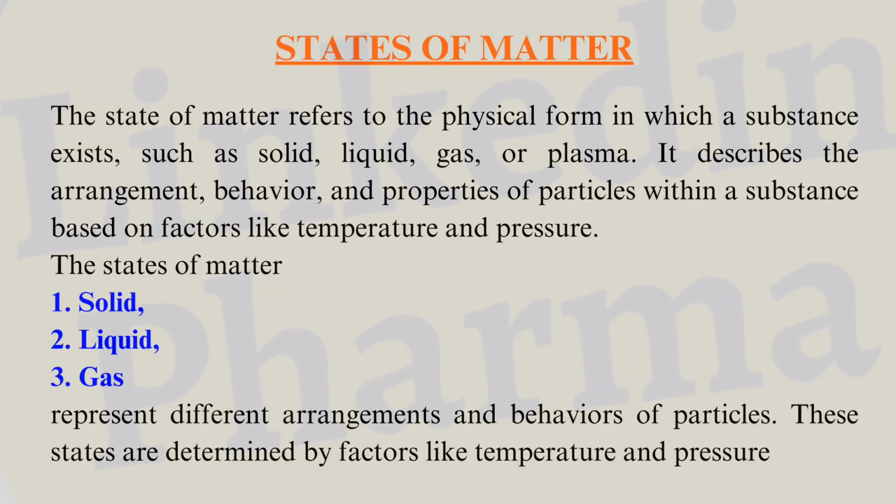States of matter. The state of matter refers to the physical form in which a substance exists, such as solid, liquid, gas, or plasma. It describes the arrangement, behavior, and properties of particles within a substance based on factors like temperature and pressure. The states of matter, solid, liquid, and gas, represent different arrangements and behaviors of particles. These states are determined by factors like temperature and pressure.